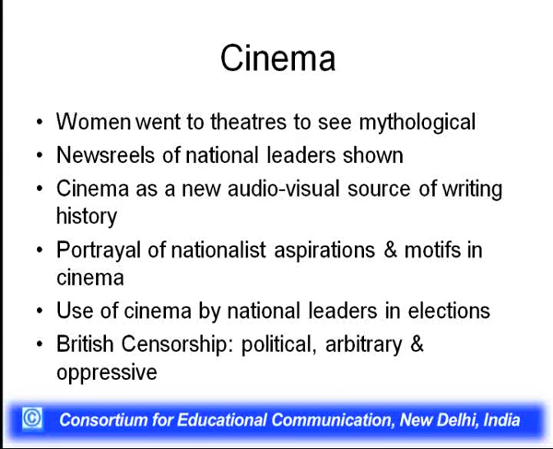how cinema was used as a new audio visual source of writing history, how the portrayal of nationalist aspirations and motives in cinema could be seen during this period, how the use of cinema by the national leaders in elections was also done, how assessment of the British censorship policy, which was political, arbitrary and oppressive, was also done.